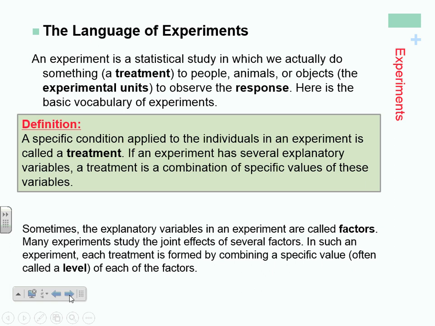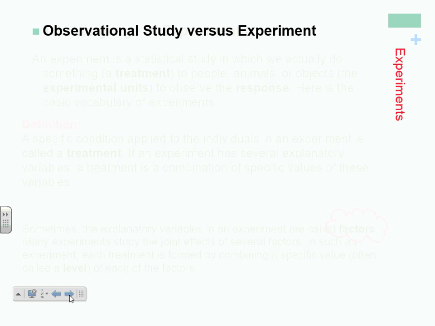Sometimes the explanatory variables in an experiment are called factors. Okay, factors, explanatory variables, basically means the same thing. Many experiments study the joint effects of several factors. So really, factors and explanatory variables are pretty interchangeable words. In such an experiment, each treatment is formed by combining a specific value, often called a level, of each factor. So if you have an explanatory variable, for instance, Tylenol, and maybe you're going to give one group 1 Tylenol and another group 2 Tylenol, those would be the levels of the same explanatory variable, the same factor. So your treatment is made up of factors, also known as explanatory variables, and sometimes different levels of those factors.